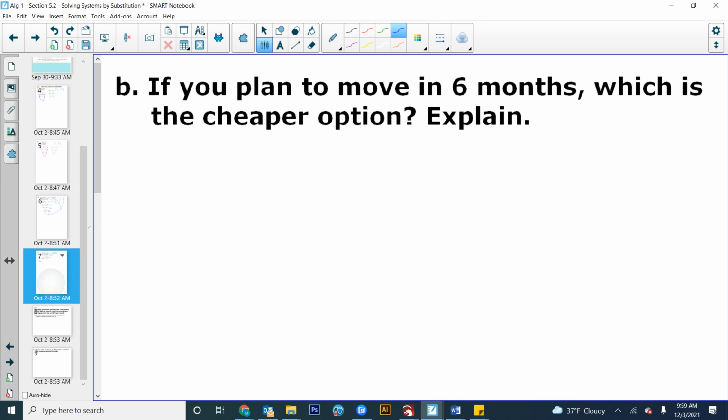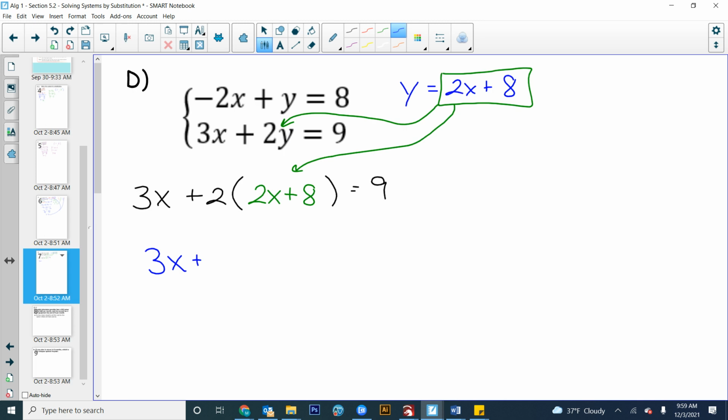All right, 3x plus. Here we go. We're going to distribute the 2. 4x plus 16 equals 9. Do you agree you have to distribute that? 3x plus 4x makes 7x. 7x.